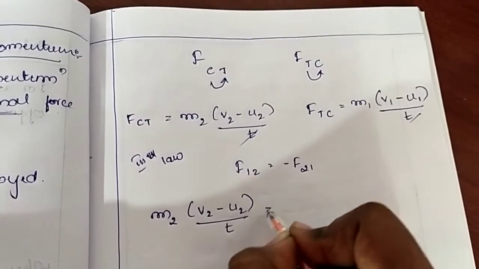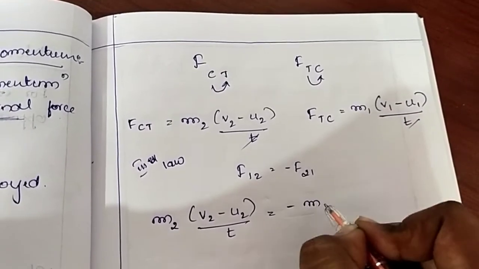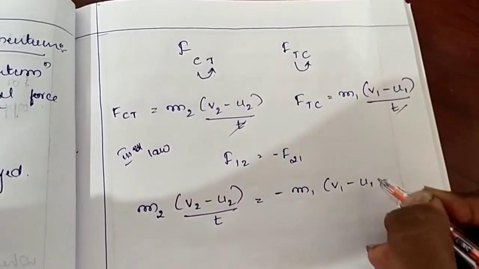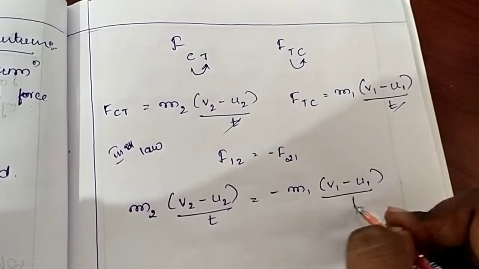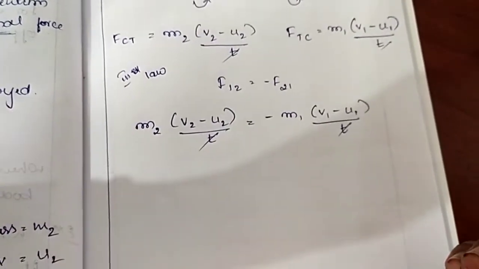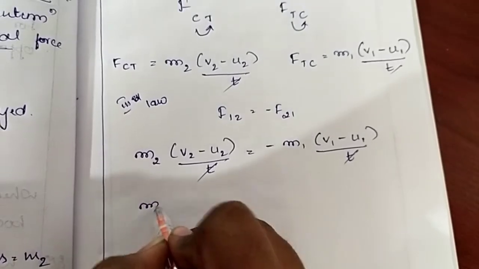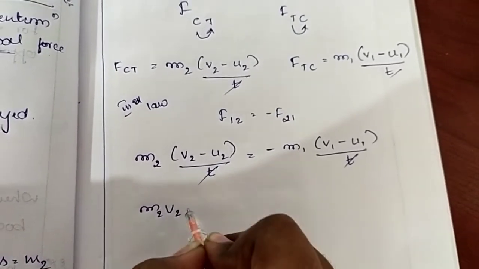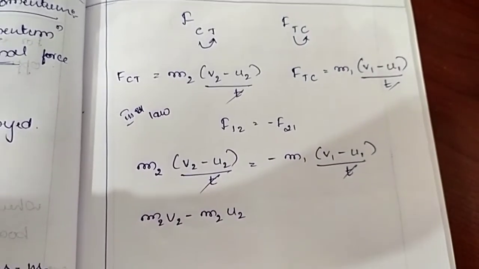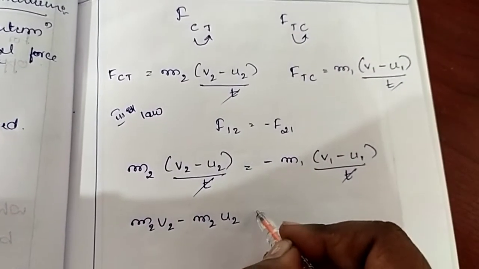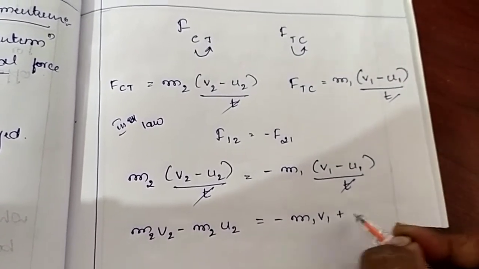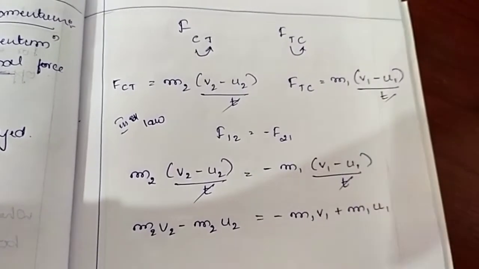divided by T, that is equal to minus of M1 into (final velocity minus initial velocity) divided by T, where as already told, T will get cancelled. So it can be written as M2 V2 minus M2 U2, which is equal to minus of M1 V1 plus M1 U1.